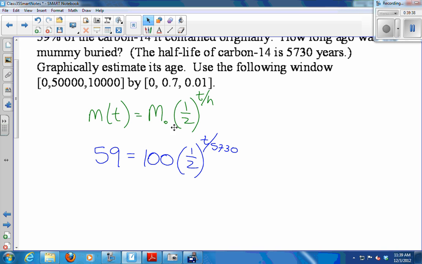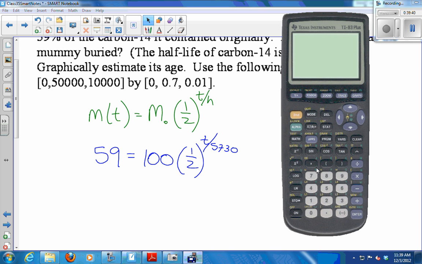So pull up my graphing calculator, go to y equals, clear what's there. Put one side of your equation in y1, and the other side in y2. And I don't have a button for t, so I use x in the graphing calculator as my variable. Now I have to choose a window.